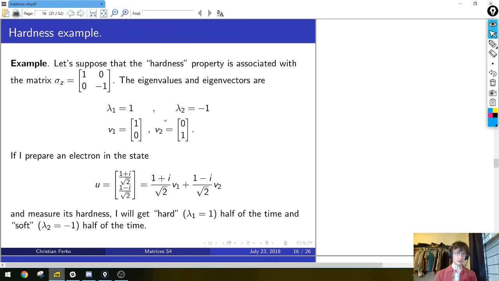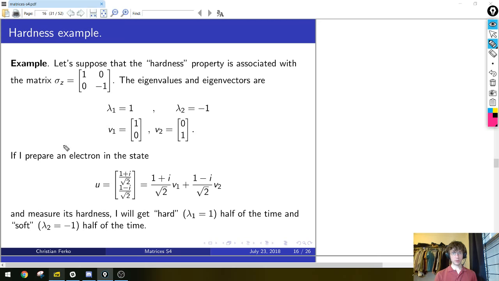All right. Let's see an example of how these work. So this property we've been calling hardness. Suppose that property is associated with sigma z, this matrix we've seen before. It's 1 and minus 1 on the diagonal. So we know the eigenvalues and eigenvectors. They're 1 and minus 1, as I've said, and the eigenvectors are (1, 0) and (0, 1).